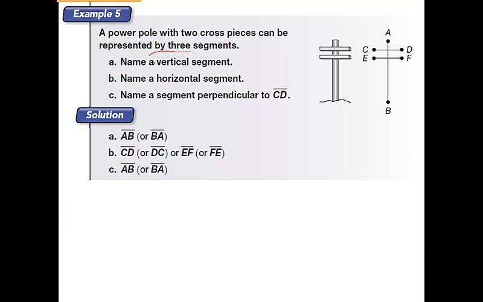Vertical means up and down. Horizontal means left and right. So our horizontal segments are CD and EF, or you could say DC or FE. And then our segment perpendicular to CD, here's CD. To be perpendicular, it's got to run the exact opposite direction. That's going to be AB or BA.